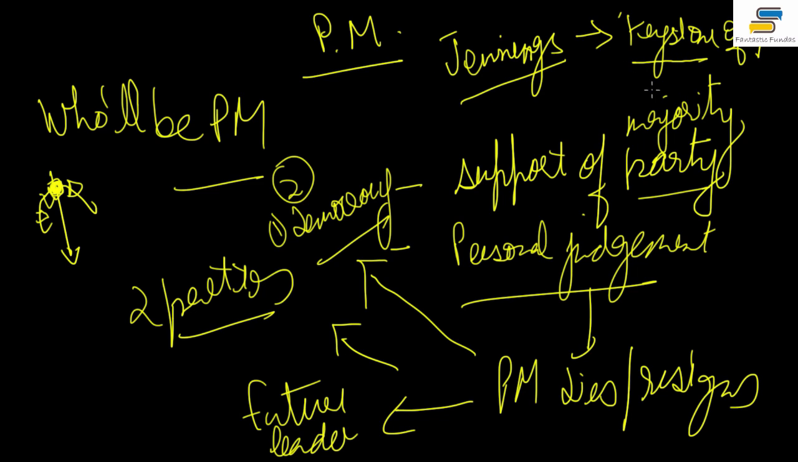He is the most important stone, the keystone of the cabinet arch. If he resigns, obviously the whole Council of Ministers has to resign. And if he dies, even then normally a new Prime Minister has to be appointed. He is the connecting link between the cabinet and the President.